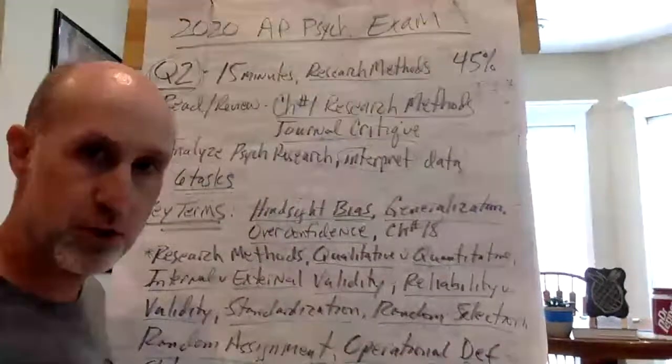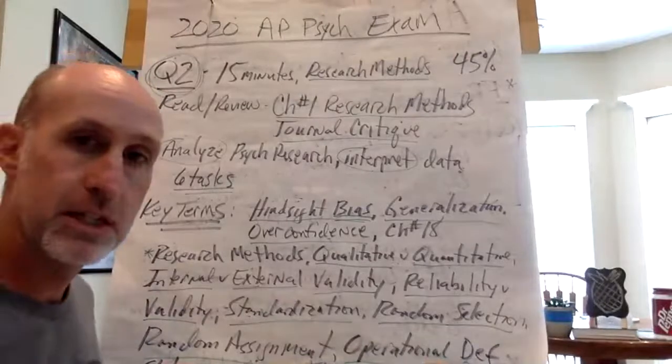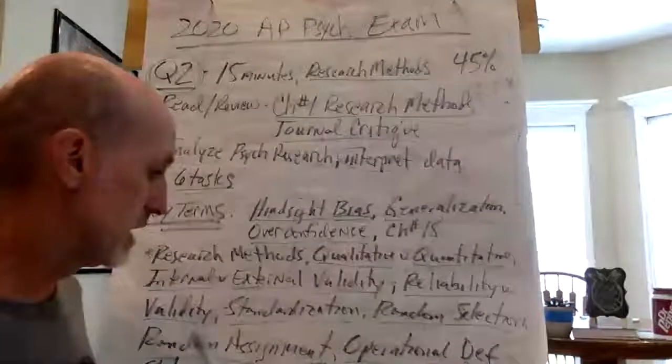So that's the difference. So make sure you look that up and focus on that, okay? So use your journal critique. The book talks about random selection. I don't think it mentions random assignment. So make sure you know the difference, okay?